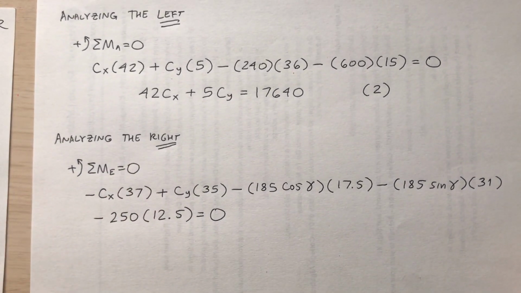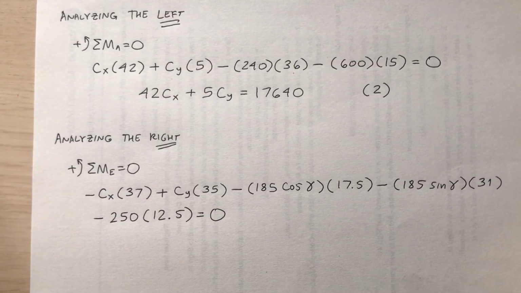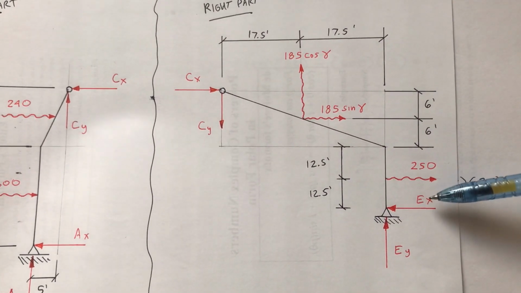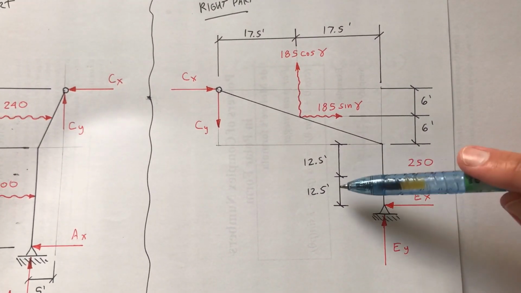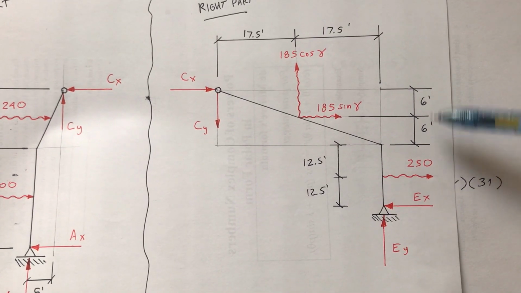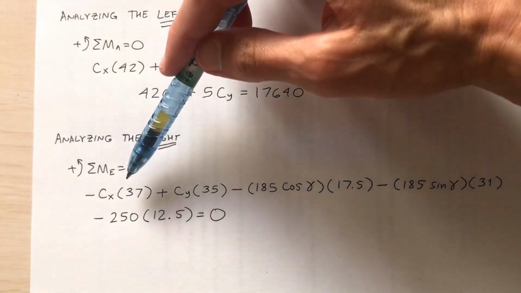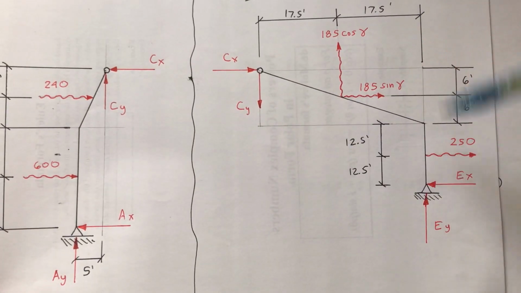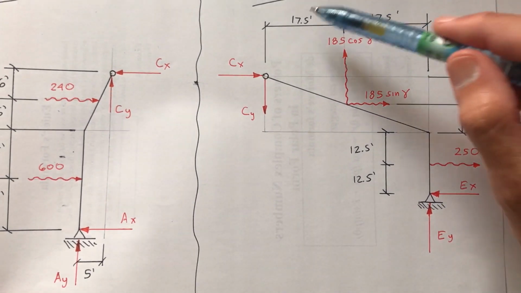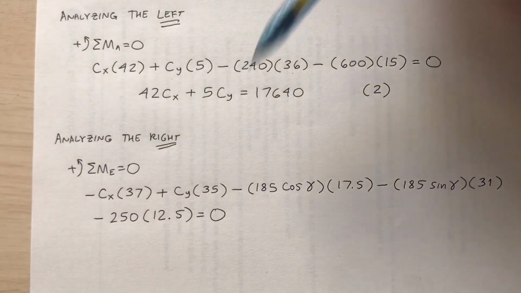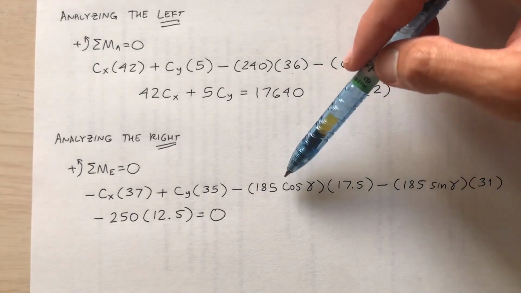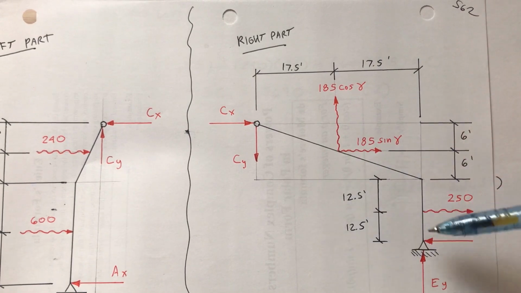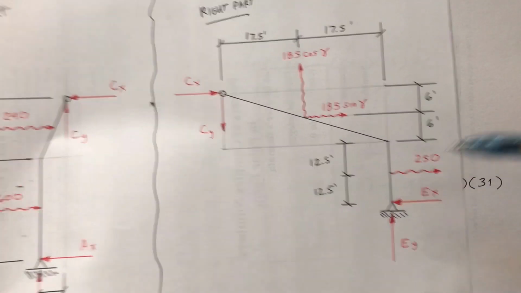Okay, you know where I'm getting all these figures from? I sure hope so. C sub x times 37. Where's the 37 coming from? That's the moment arm: 12.5 plus 12.5 is 25, plus 6 plus 6, that's the 37 part. C sub y times 35. C sub y wants to rotate this thing counterclockwise about point E. 17.5 plus 17.5 is 35. 185 cosine gamma, that's this one, moment arm 17.5. Remember, it's the moments about point E that we're talking about here.